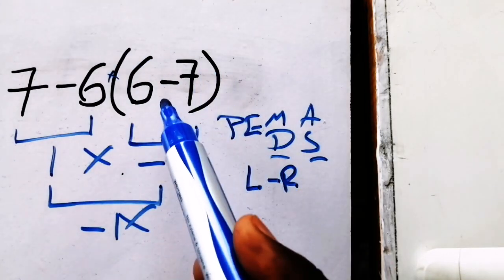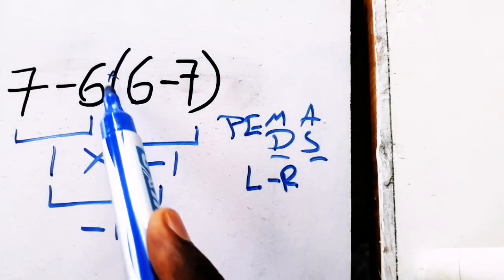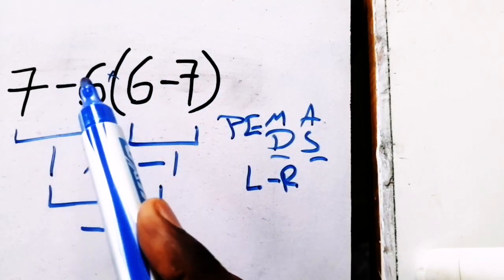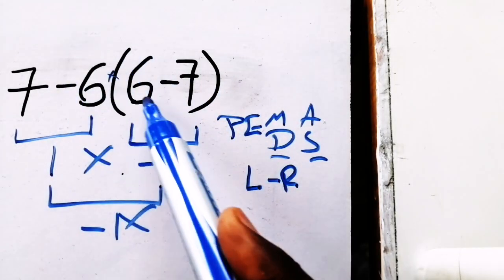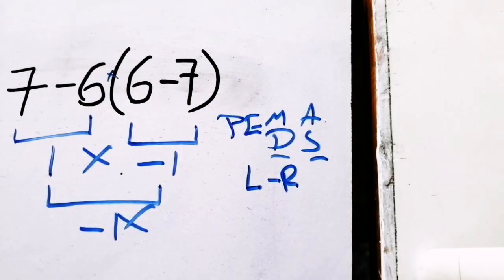There is a parenthesis. Inside the parenthesis there is one subtraction. According to PEMDAS, first we have to do this parenthesis, then this multiplication, and finally this subtraction. If we do this subtraction before this parenthesis or this multiplication, it is wrong.